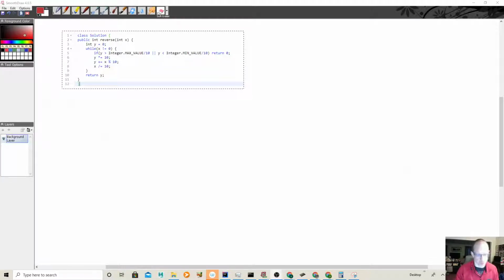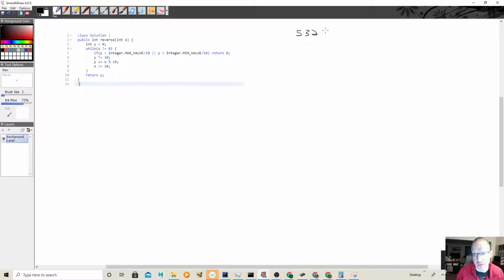Hey guys, I'm going to show you a quick way to reverse a number without using overflow. This is really smart. So I'm not going to show you a huge integer, but let's just say we had 5, 3, 2, 6, 9, 1.